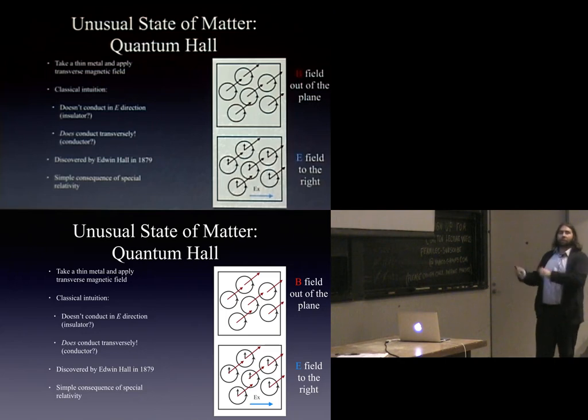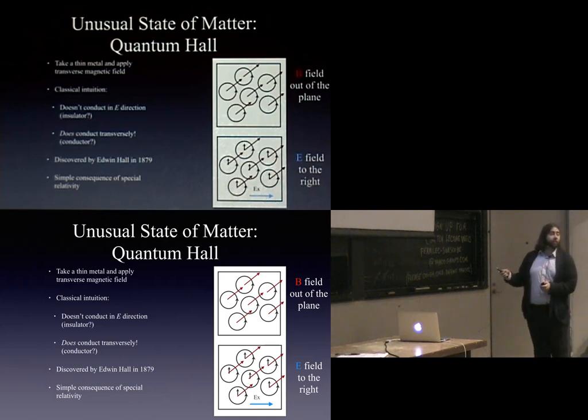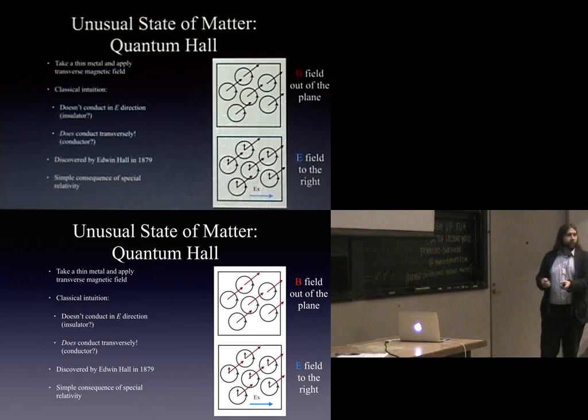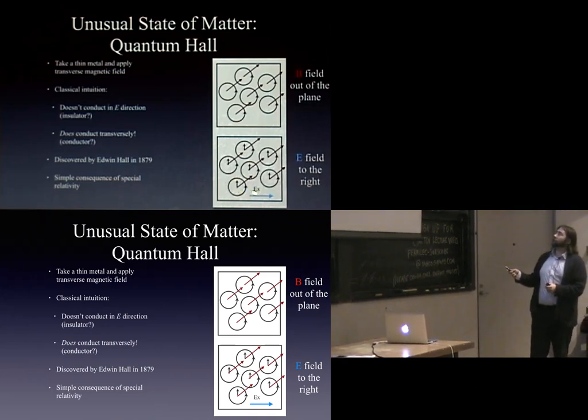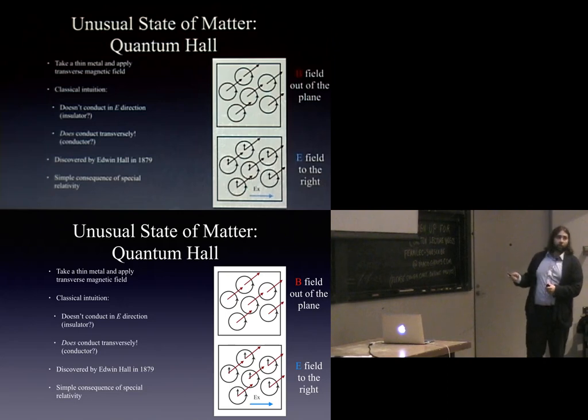And this is going to be pictorial. As we go through this later, I'll explain this in more detail. If I apply an electric field to the right, if the magnetic field wasn't there, then what would you expect? You'd expect electrons are charged, so they'd start accelerating, and you'd get some charge current moving through the metal. But if you have a magnetic field out of the plane, because the electrons are trapped in these cyclotron orbits, there is no current in the direction of the applied electric field, but there is a current perpendicular.